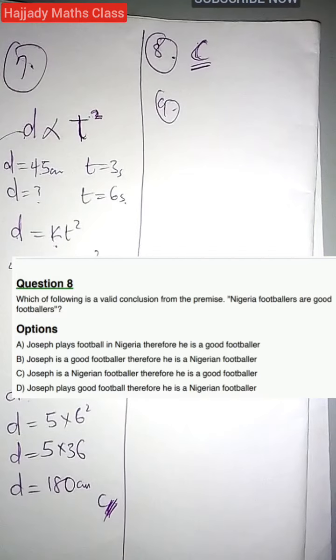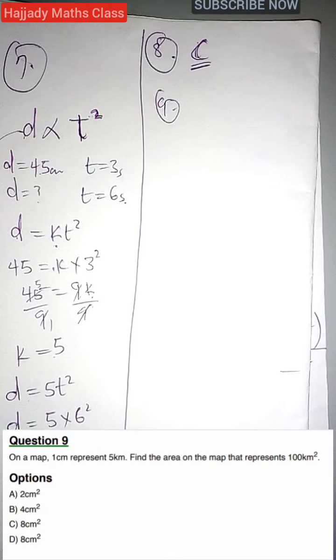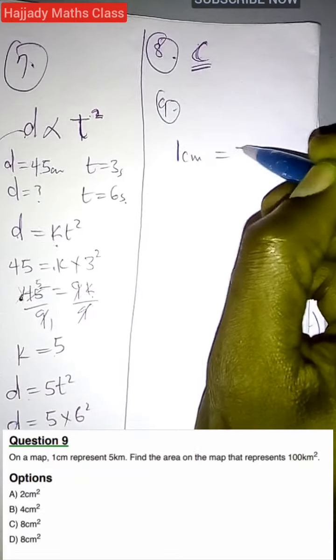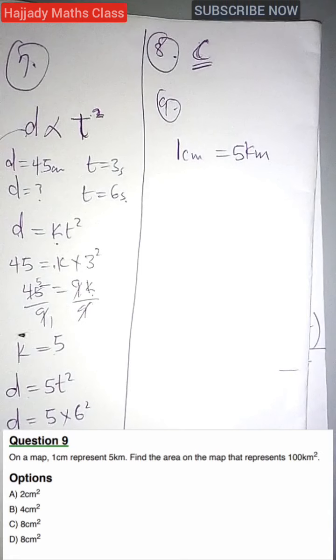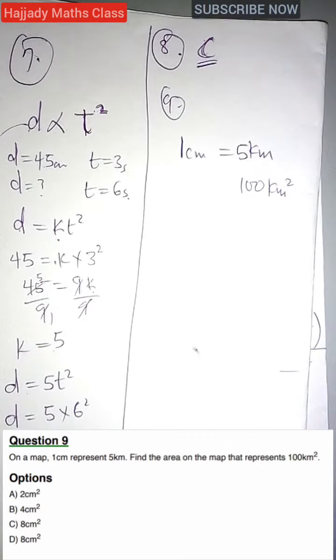Let's proceed with question 9. Question 9 says that on a map, 1 centimeter represents 5 kilometers. Find the area on the map that represents 100 kilometers square. We all know that 1 centimeter represents what? 5 kilometers. Don't forget it is centimeter, not centimeter square. So we are looking for the area on the map that represents 100 kilometer square, not ordinary kilometer.